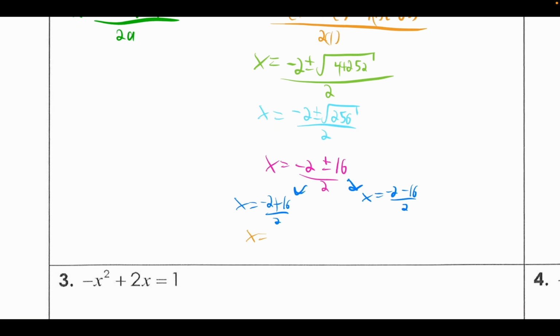But in this one, we have negative 2 plus 16, which is 14. And if we take 14 divided by 2, we end up getting x equals 7. And in the other one, we end up getting negative 18 over 2, which is negative 9. So our two answers are x equals negative 9 and 7 from least to greatest, or you could also just write 7 and negative 9, or two separate boxes, or however you'd like to do that.